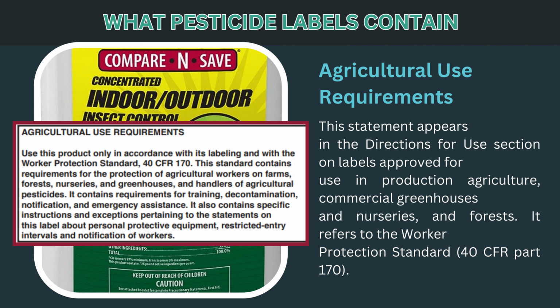This statement appears in the Directions for Use section on labels approved for use in production agriculture, commercial greenhouses and nurseries, and forests. It refers to the Worker Protection Standard, 40 CFR Part 170. You must use the pesticide according to this standard, as well as the requirements on the pesticide label. Personal protective equipment, PPE, requirements for early entry workers are also found here.